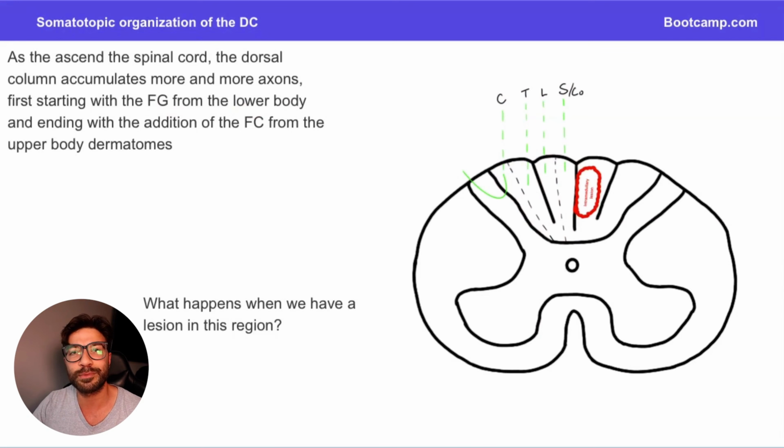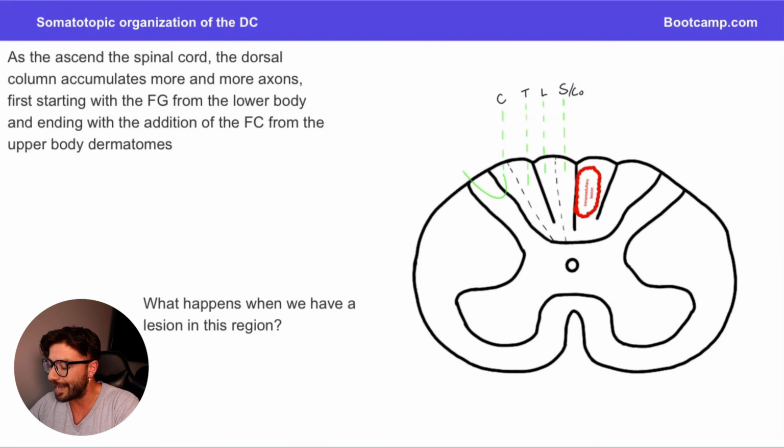So understanding the somatotopic organization of the dorsal column, what would you expect if you had a slow-growing intramedullary lesion found towards the midline of the dorsal column? Let's say it's found towards the midline and it's slowly growing laterally. What sort of deficits would you see in a patient? Well, first we need to remember that the dorsal column is only responsible for discriminative touch, pressure and vibration, and proprioception. So we would start seeing a loss in these sensations beginning in the sacral and coccygeal region.